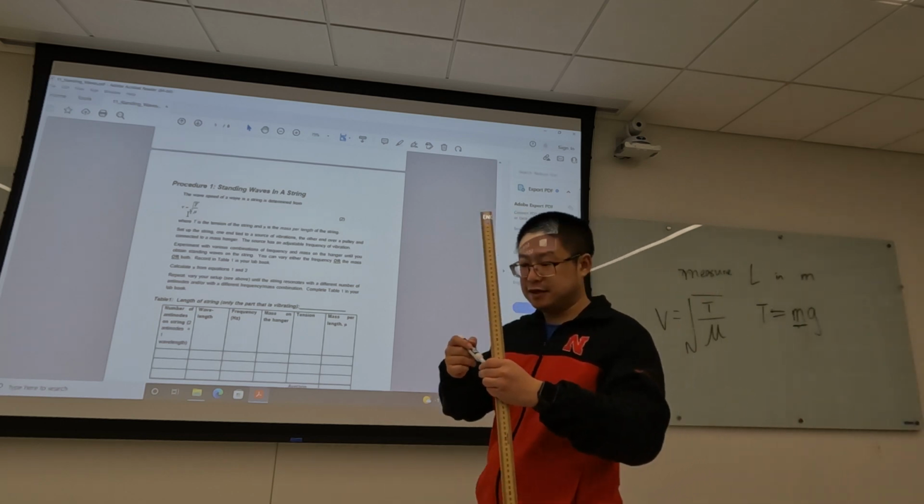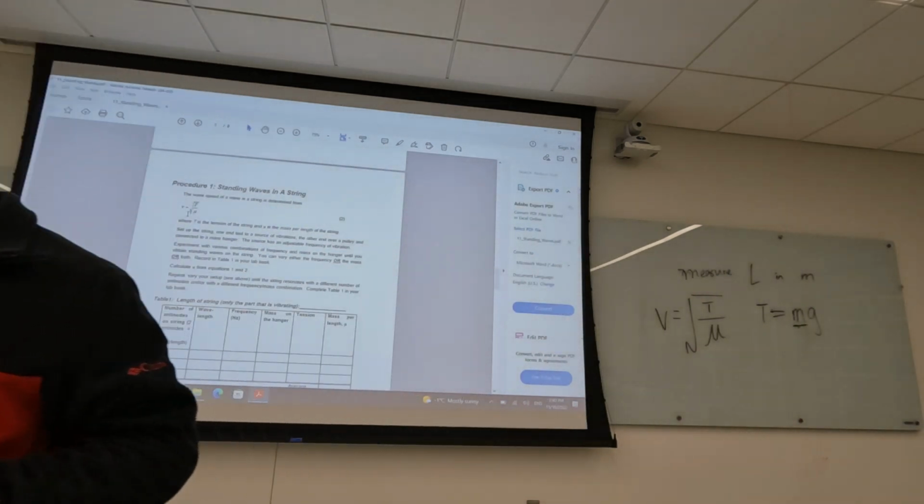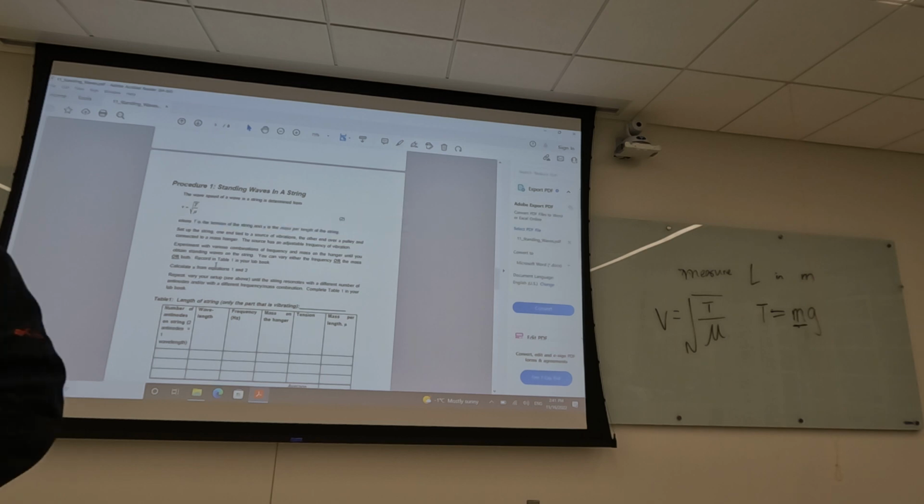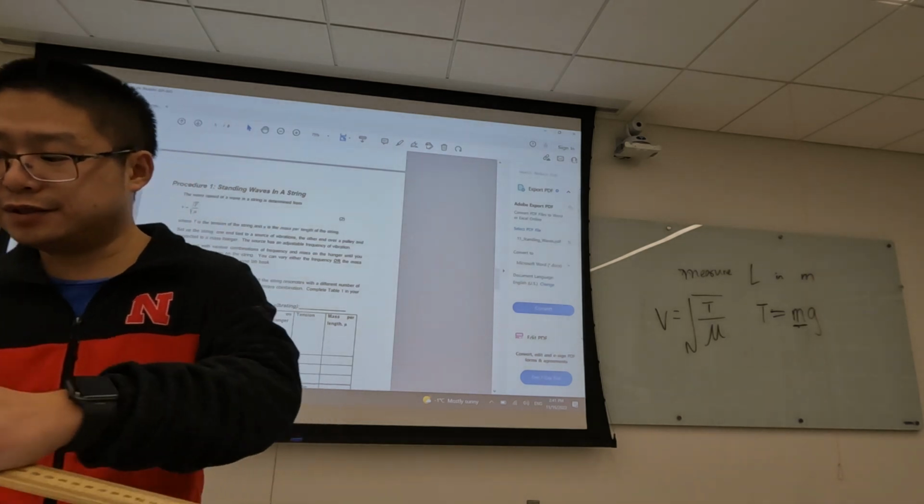Next, in this procedure, you need to calculate mu. What is mu? Mu is the mass per length of the string. T is the tension of the string, and mu is the mass per length of the string. So you need to calculate mu. How do you calculate mu?